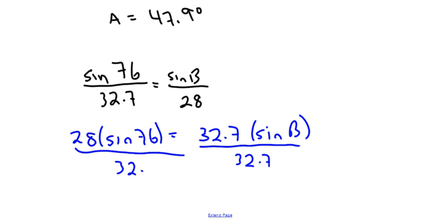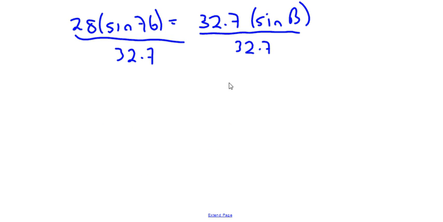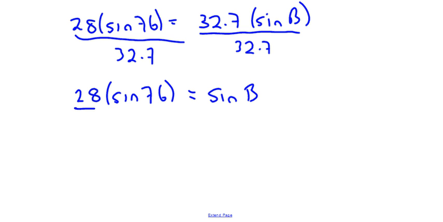So divide by 32.7. And that'll leave me with an expression for sine B. So it's 28 times sine 76 over 32.7. And now I can type that into my calculator. So sine 76 times 28 divided by 32.7, and I get a decimal value of 0.8308.